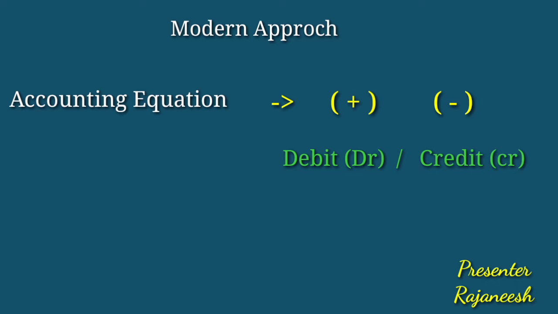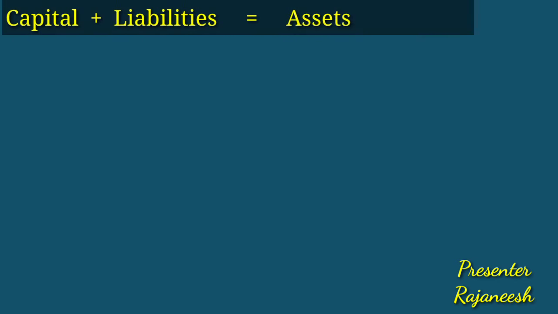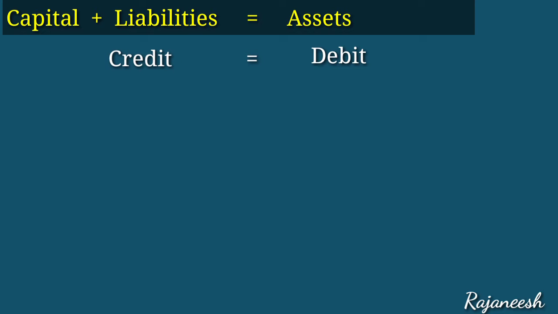First, I will write here the accounting equation. We are proving capital plus liabilities equal to assets, right? Before following this approach, first you should know every asset has a debit balance and every capital or liability has a credit balance. Debit balance means its nature is debit, and credit balance means its nature is credit.